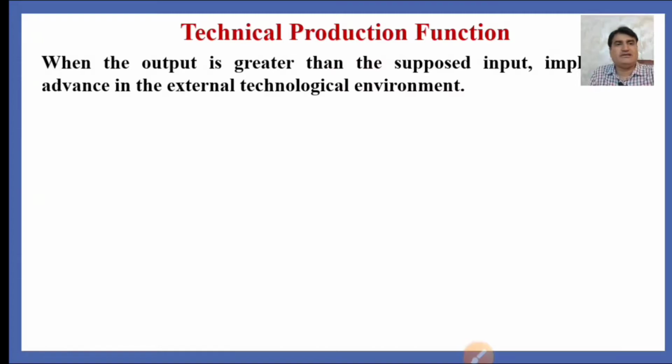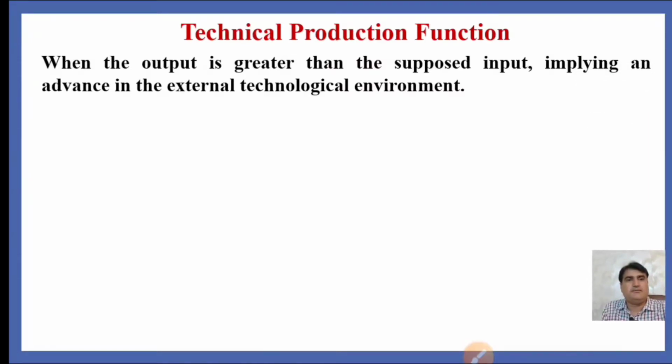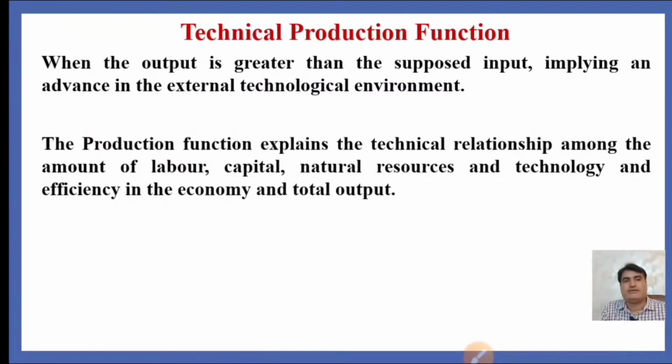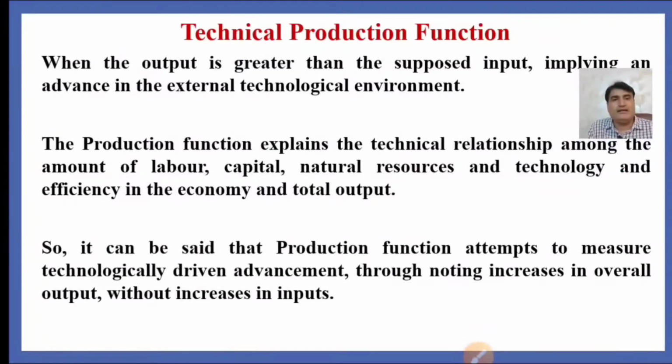When the output is greater than supposed input, implying an advance in the external technological environment, the production function explains the technical relationship among the amount of labor, natural resources, and technology and efficiency in the economy and total output. So it can be said that production function attempts to measure technologically driven advancement through noting increase in overall output without increase in inputs.